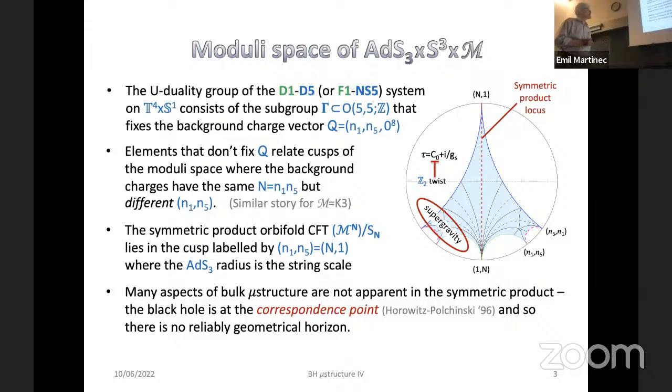But the symmetric orbifold lives in this cusp of the moduli space where the charge assignments are n strings and 1 5-brane. And things up here are not very gravity-like. In particular, if you ask, what is, say, the AdS radius of curvature in units of the string scale, the AdS radius of curvature is the string scale. So supergravity sort of maximally doesn't apply.